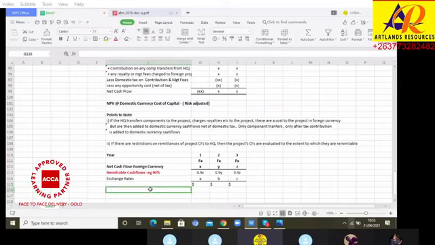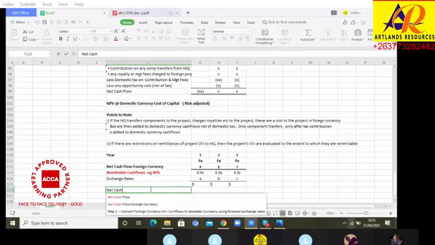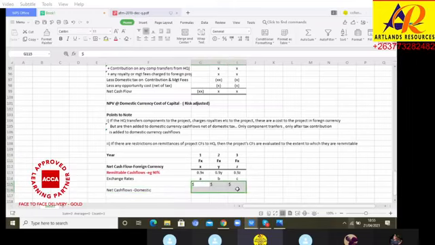So you then say net cash flows. This time it's now domestic. I'm putting a dollar sign because I'm saying the domestic currency is the dollar. If the examiner then says it's Japanese yen, don't put a dollar sign. Put yen. It's not like it's always the dollar.